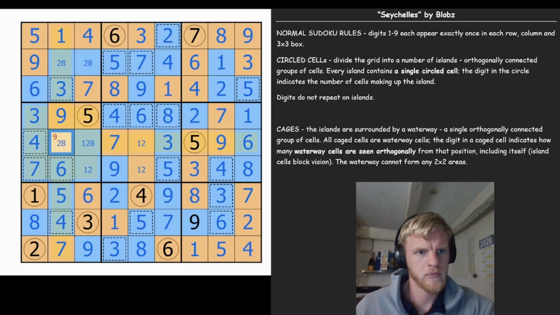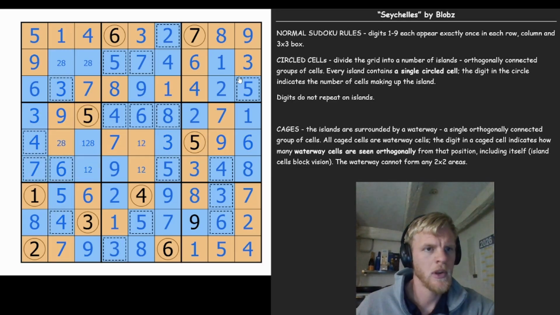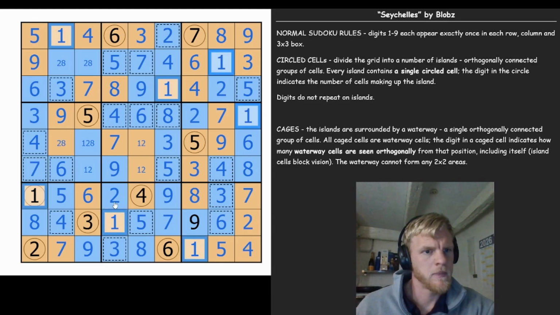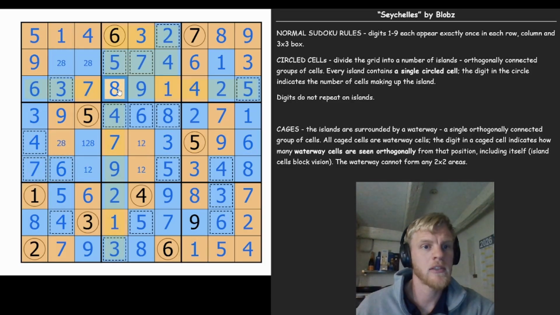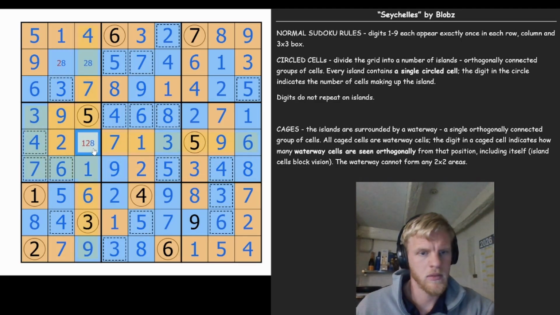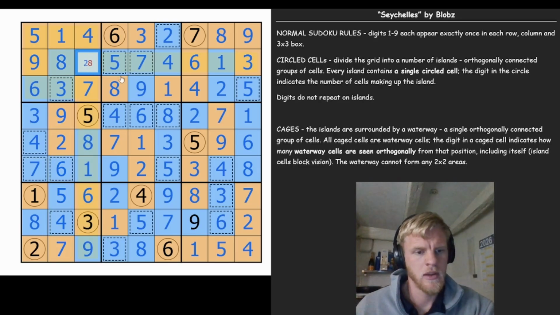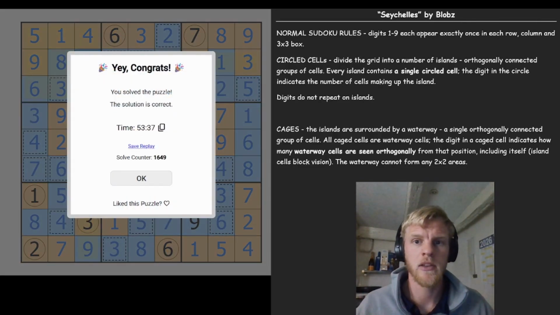8. Almost. Well, how does this solve? 2, 8, 2, 8, 1. 1 is correct. That's, we have an 8 on this island. That's how you solve this. Deadly pattern. And that's how you solve Seychelles by blobs.